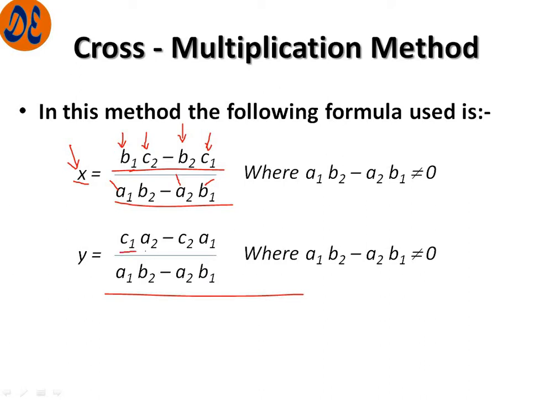Similarly, in the second equation it is the same: the constant of the first into the coefficient of x of the second equation, subtracted by the constant of the second equation multiplied by the coefficient of x of the first equation. Now, how will you see which part comes first? Let us go for the second easy way.